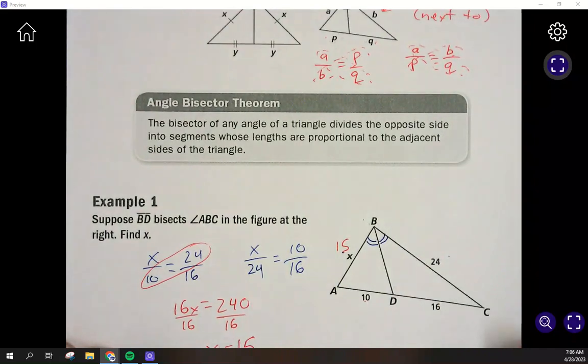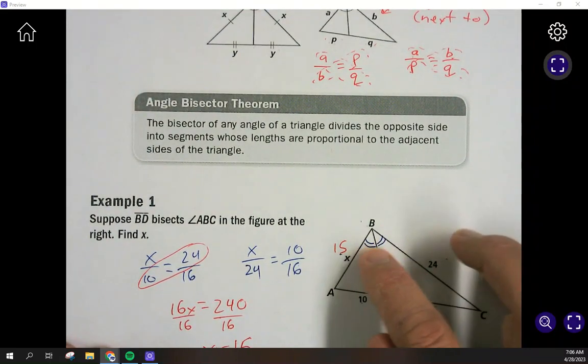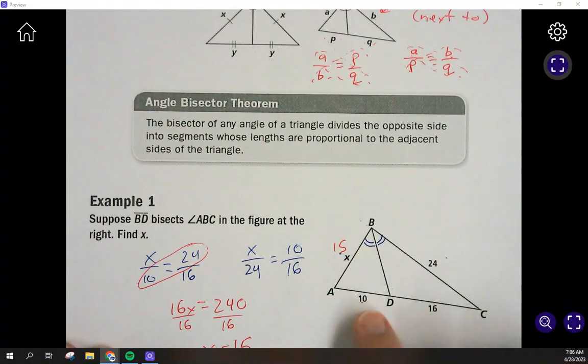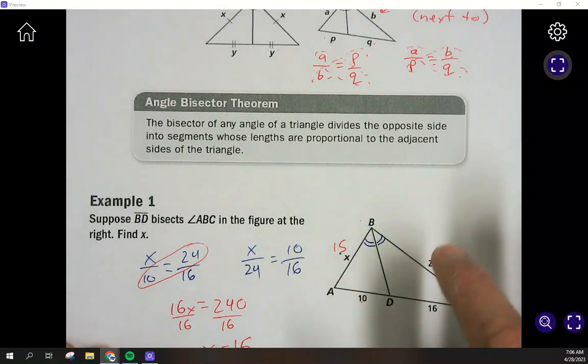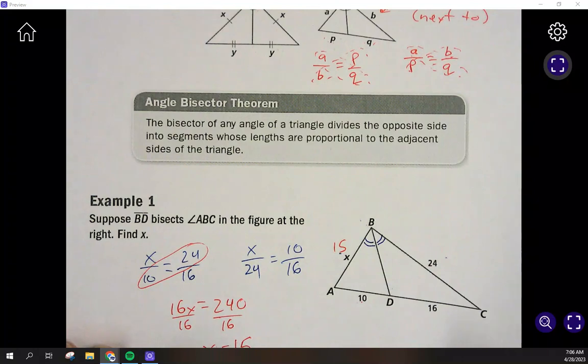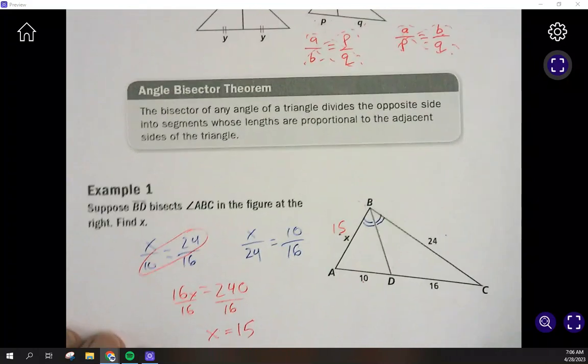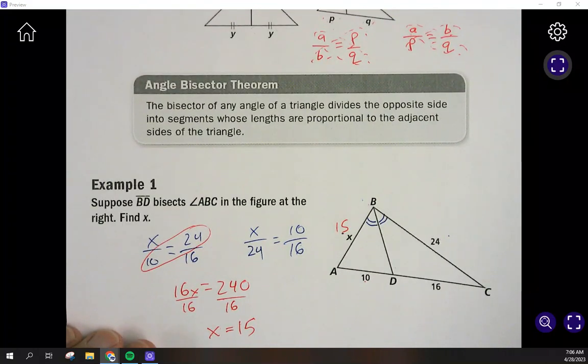That's what this theorem states. If the angle is bisected by a line, it's going to cut the opposite side of the triangle into pieces that are proportional with the two adjacent sides. And that's all we're looking at today. A couple different situations that involve that, but that's the basics.